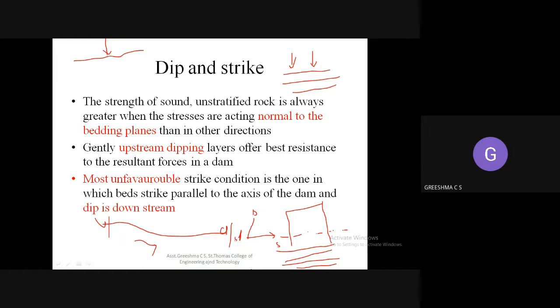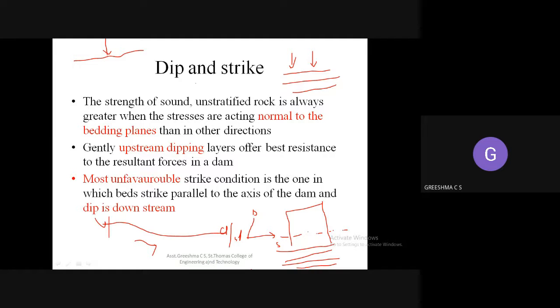Okay, so if the dip is towards the downstream side, that is taken as the most unfavorable condition. So what is the most unfavorable condition? First, if the strike is parallel to the axis of the dam. If the strike is parallel to the axis of the dam and at the same time the dip is in the downstream, that is also taken as an unfavorable condition.